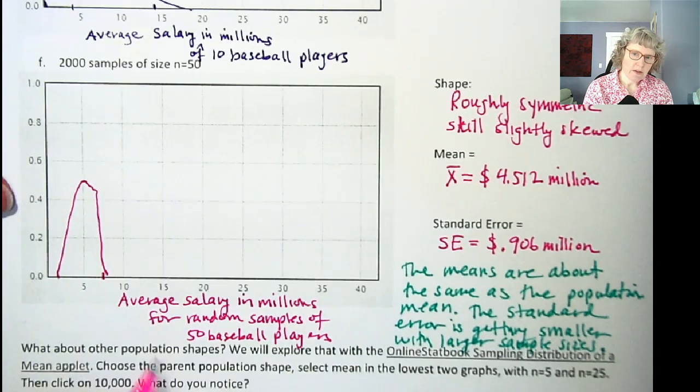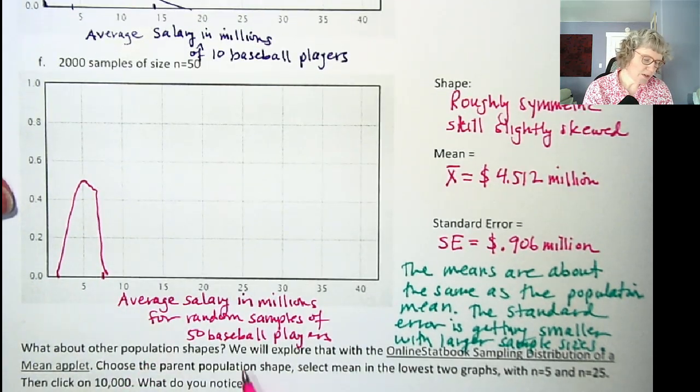There's a better app to explore this with. It's in the online stat book link, which is right above this video. I also have a page that has all of the links we're using by module, because I know there's a lot, but different ones are good for different things. So I want to show you this online stat book sampling distribution mean applet. I'm going to go over there.